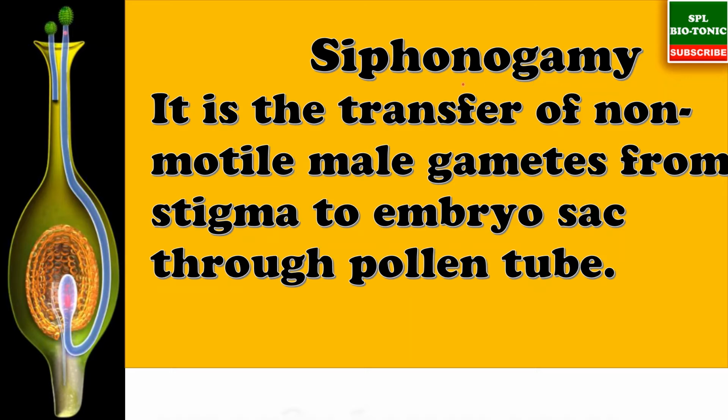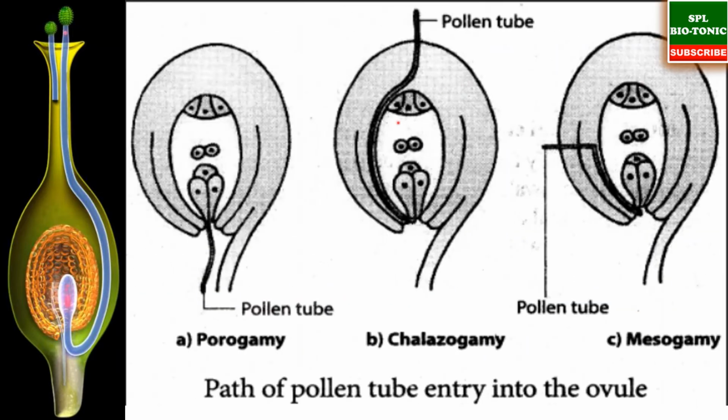Students, the pollen tube can pass into the embryo sac by various ways. The first type is porogamy, second type is chalazogamy, and third is mesogamy. Now, when the pollen tube is entering into the embryo sac through the micropyle, it is called porogamy.